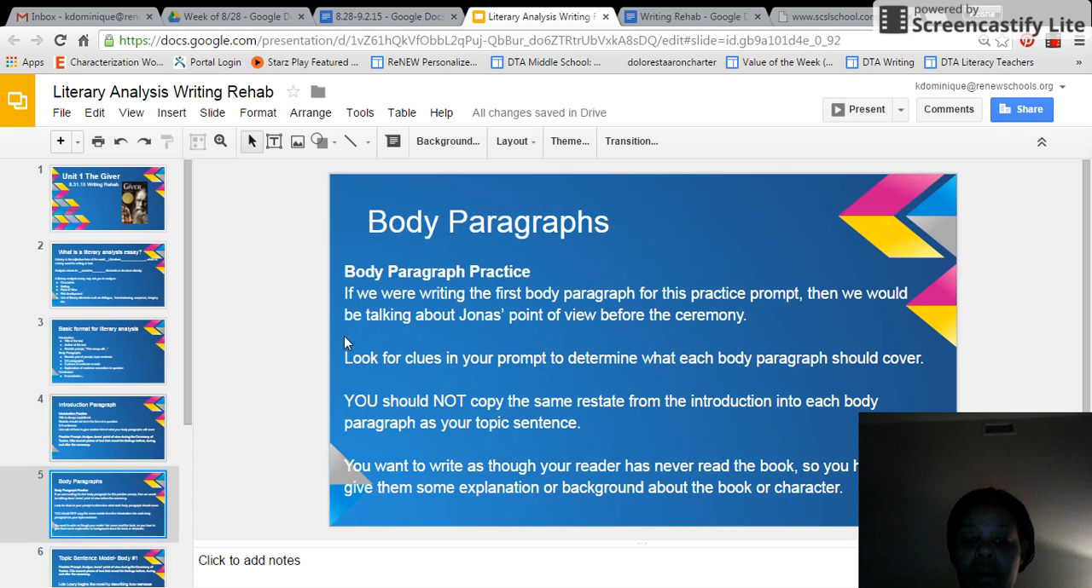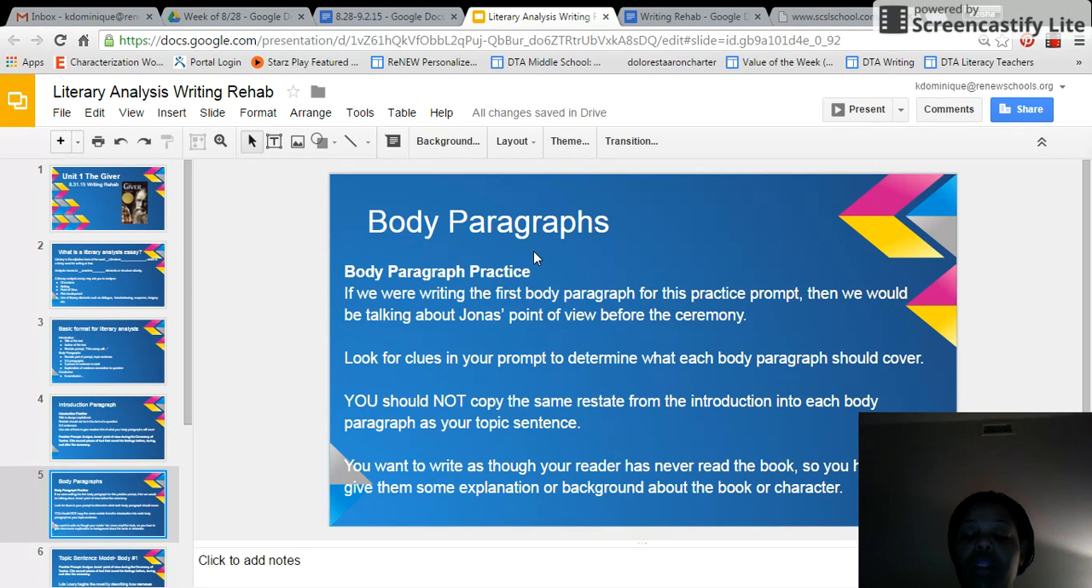So let's look at the body paragraph practice. If we were writing the first body paragraph for this practice prompt, then we would be talking about Jonas's point of view before the ceremony. Look for clues in your prompt to determine what each body paragraph should cover. You should not copy the same restate from the introduction into your body paragraph as your topic sentence. Do not do that.